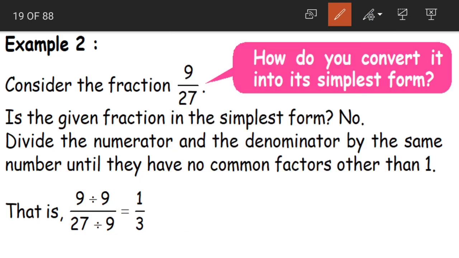See children, what should we do if the given fraction is not in the simplest form? We have to divide. Remember, we have to divide the numerator and denominator by the same number.